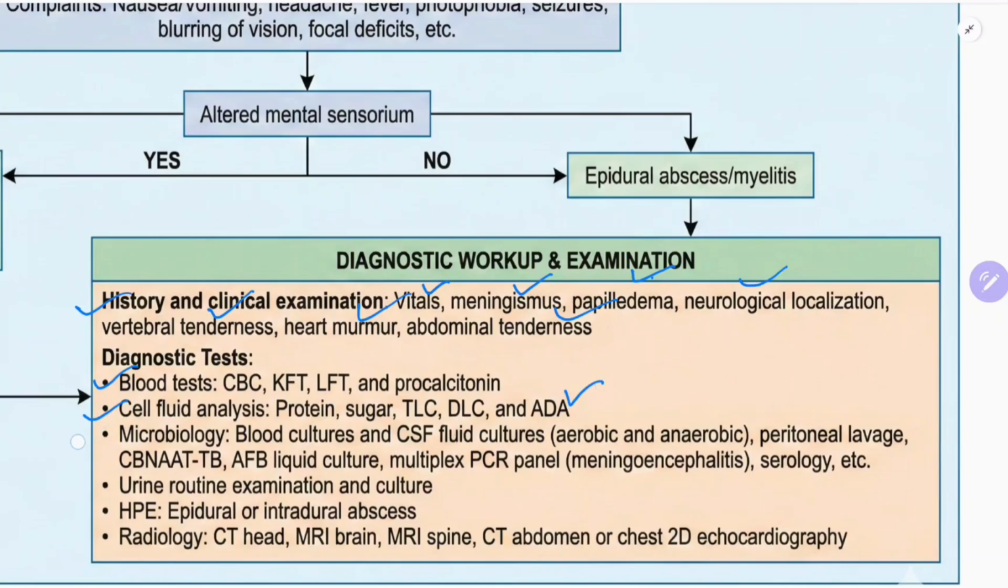deaminase for tuberculosis. Microbiology: blood culture, CSF cultures, aerobic and anaerobic both, CBNAT for TB, AFB liquid culture, multiplex PCR panel for meningoencephalitis, and serology. Urine routine and culture, histopathological examination, epidural or intradural abscess if you suspect. Radiology includes CT head, MRI brain, MRI spine, CT abdomen or chest, 2D echocardiography. Okay.